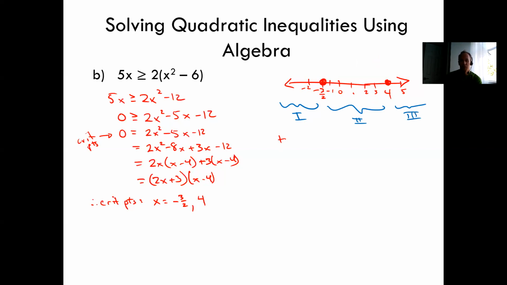Let's go through this. I'm going to test something from interval 1. I'm going to use x is equal to negative 2. Is it true that 5 times negative 2 is greater than or equal to this? Now I don't know why I put an x squared there.